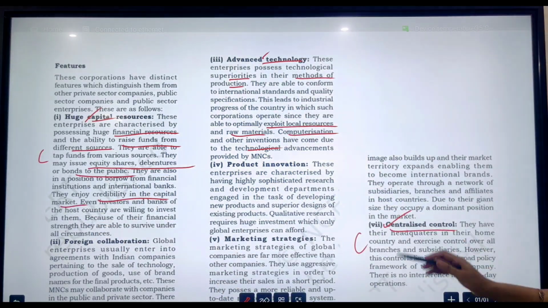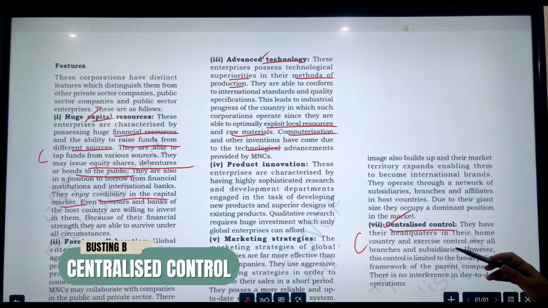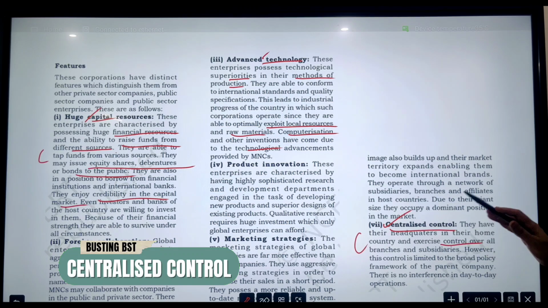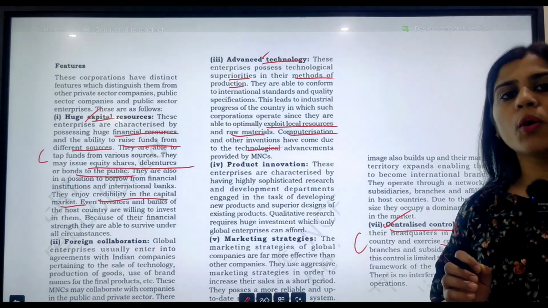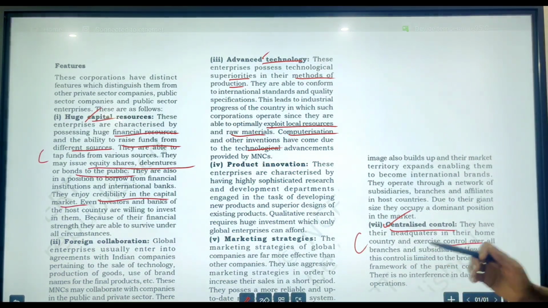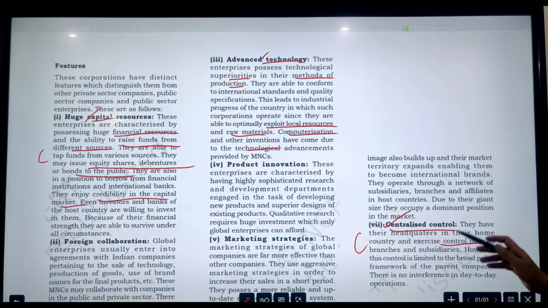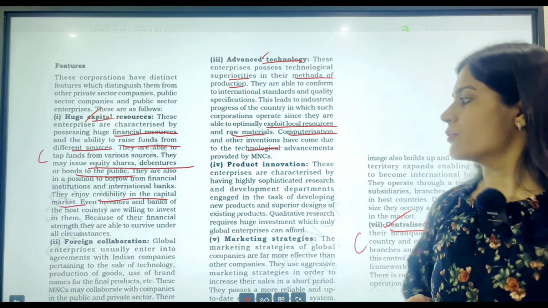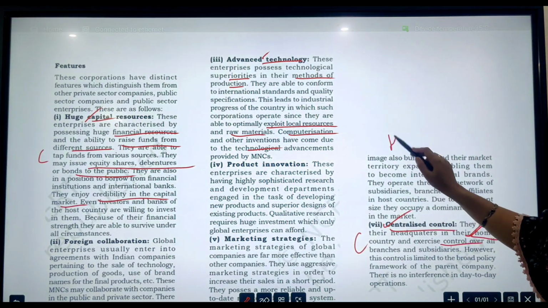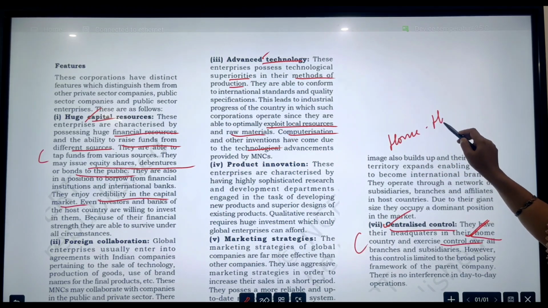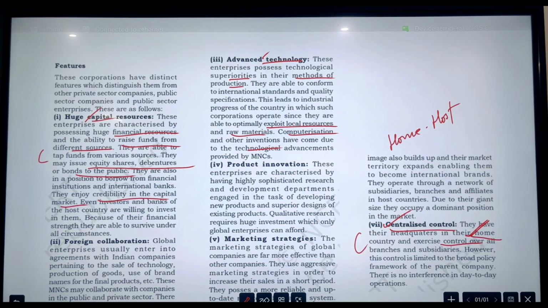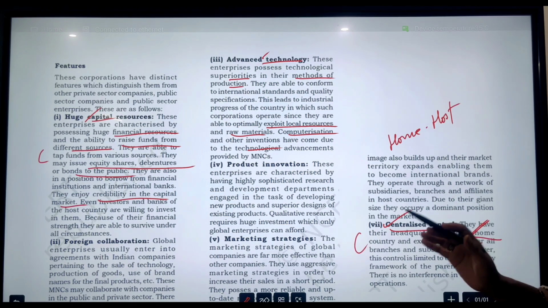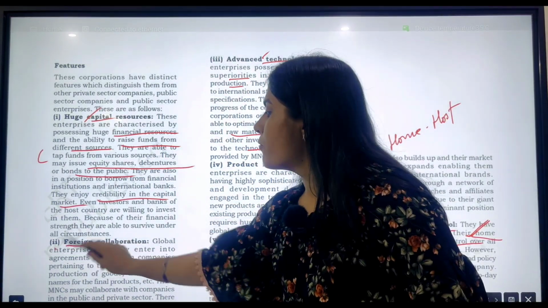And another C we have for centralized control. These organizations have various branches worldwide, but their headquarter is situated in the home country. The home country has all the controls, and the various host countries are those countries where they operate and where they have the branches. So the concept of home and host countries applies to such organizations where they have centralized control. So this is all about C and C. Then we have the last point as F and M, where F stands for foreign collaborations.